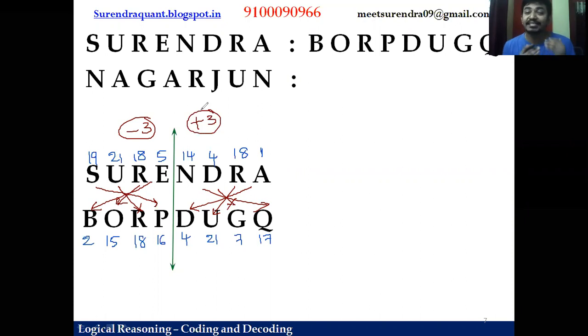Now I'm taking, as it is a first video, everything is 3, 3. Sometimes -1, -2, -3, -4. This side +1, +2, +3, +4. There are so many varieties of models that we will try to learn in the future classes.